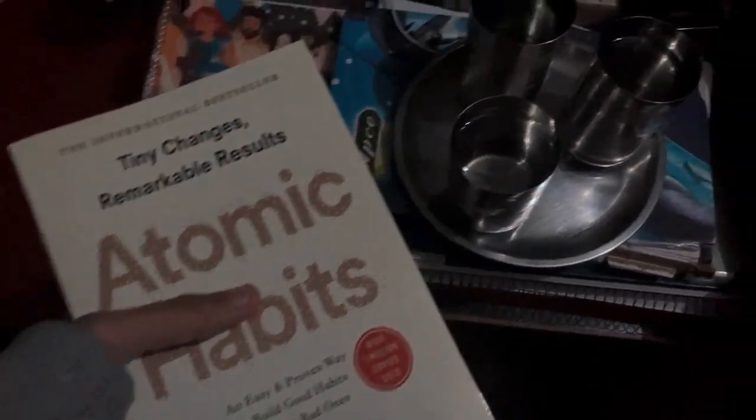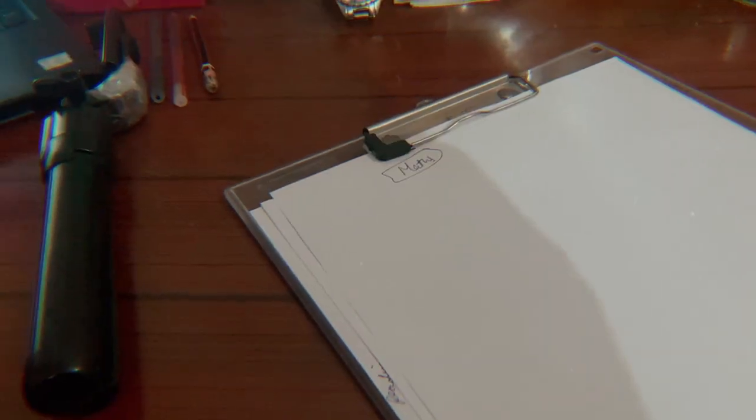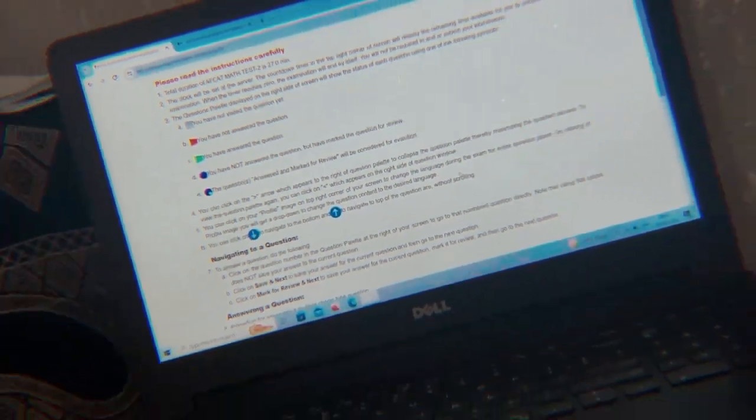So here I am with my hot water and Atomic Habits. Firstly, now I will take my test and check what I know and what I don't know, and then proceed accordingly.